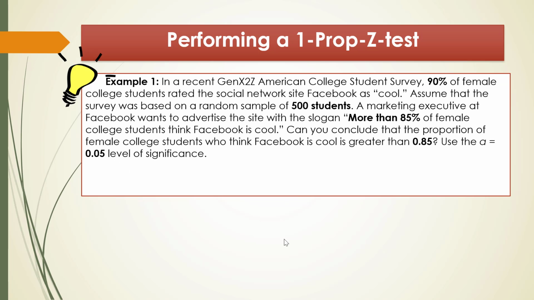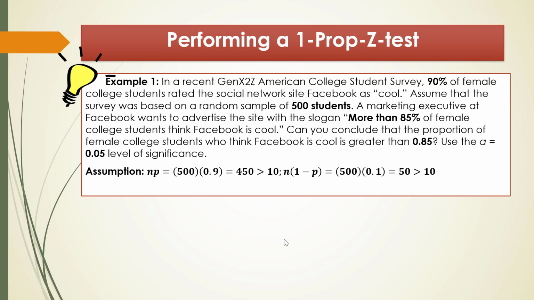In a recent Gen X2Z American college student survey, 90% of female college students rated the social network site Facebook as cool. Assume that the survey was based on a random sample of 500 students. A marketing executive at Facebook wants to advertise the site with a slogan: more than 85% of female college students think that Facebook is cool. Can you conclude that the proportion of female college students who think Facebook is cool is greater than 0.85? Use the alpha level 0.05.